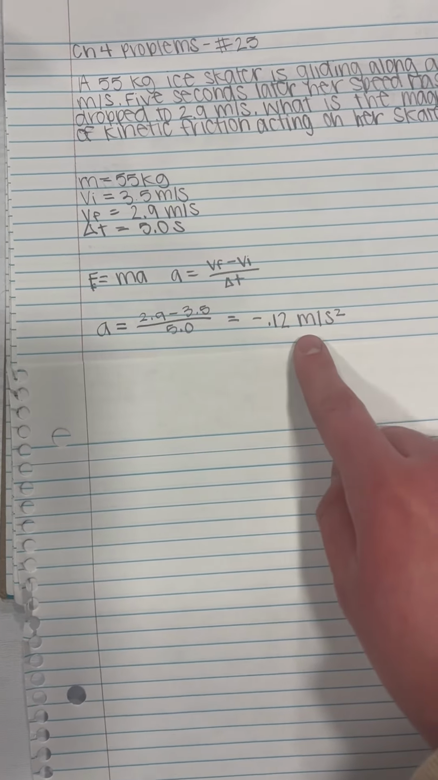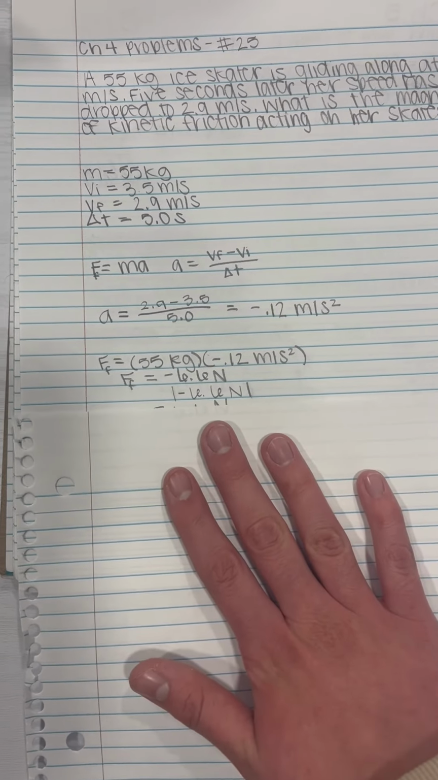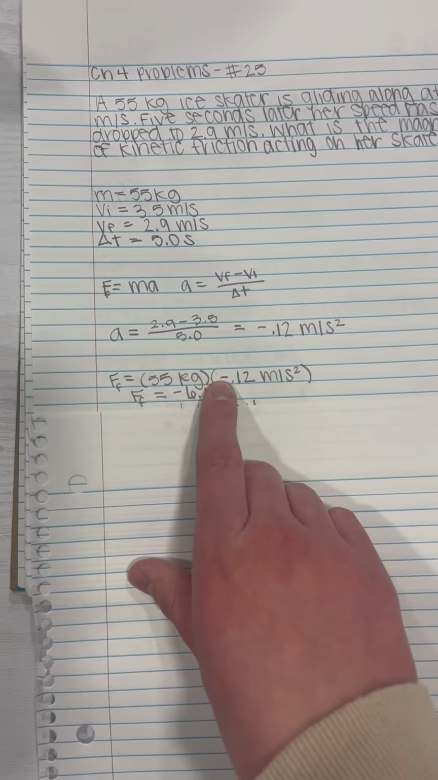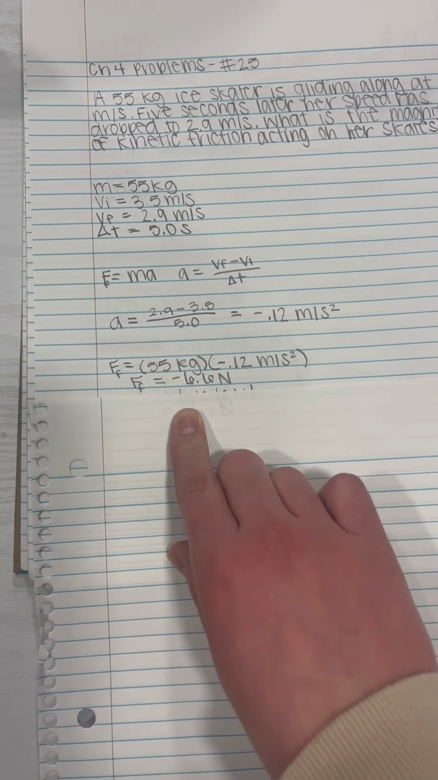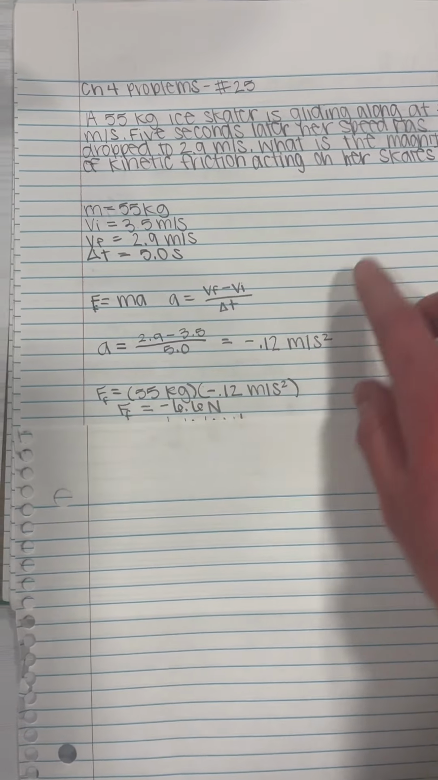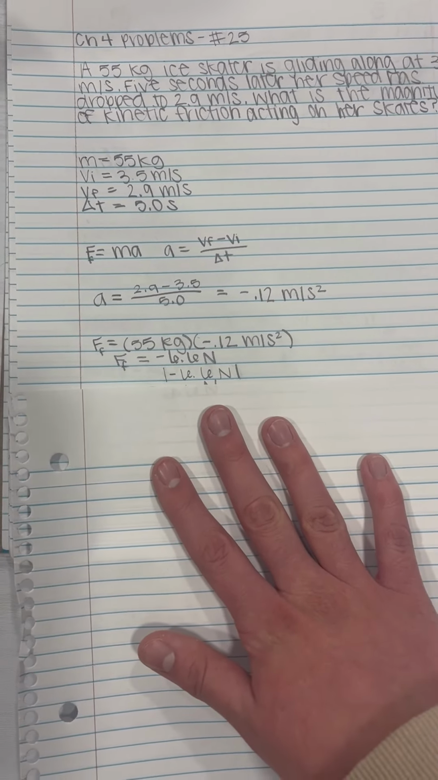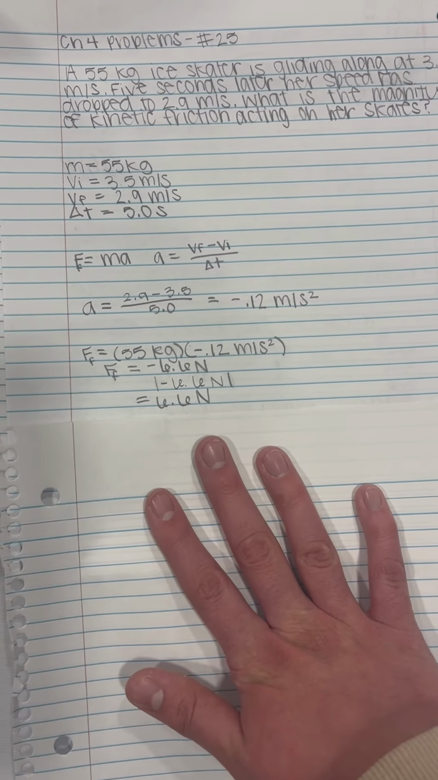I then took my acceleration that I found and I plugged it in to find my force, which was 55 times negative 0.12, which I got negative 6.6 newtons. I knew because we were finding the magnitude, I was going to have to take the absolute value of it, and the answer is 6.6 newtons.